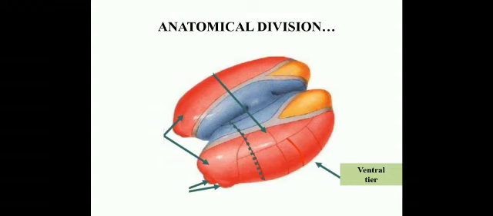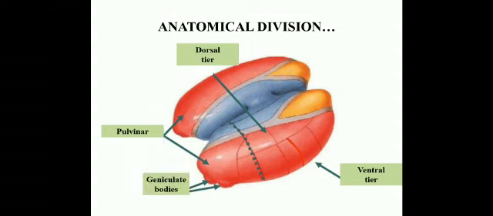Here you can observe the ventral tier and the dorsal tier, and the pulvinar, that is the posterior end, which overhangs the geniculate bodies, that is the medial and lateral geniculate bodies.